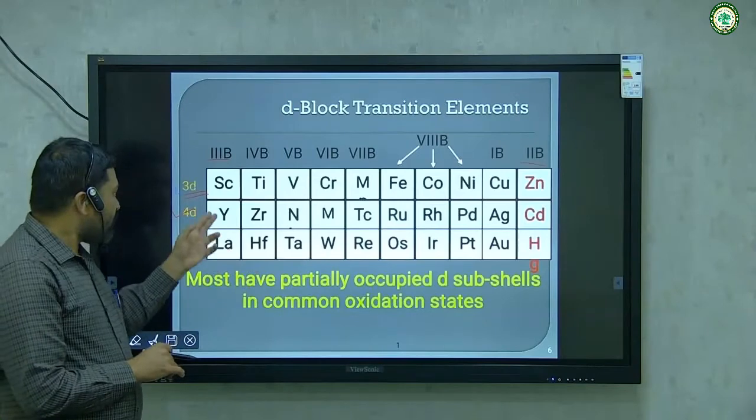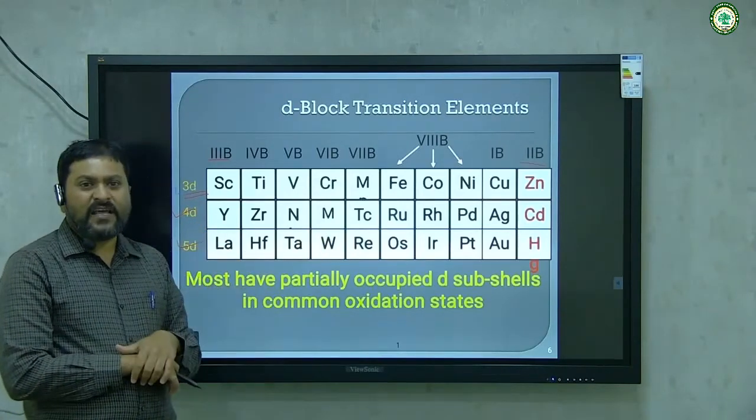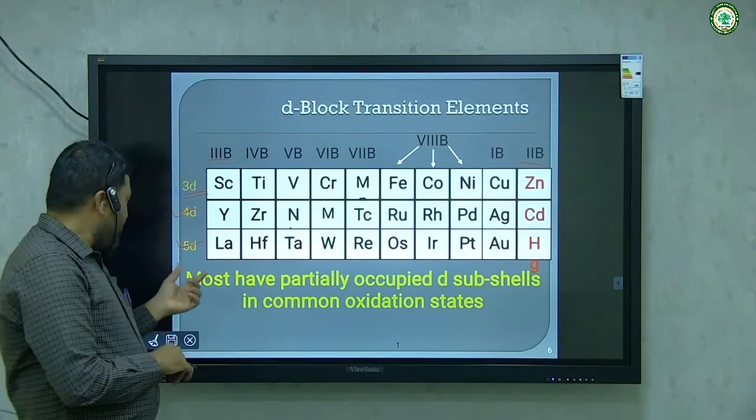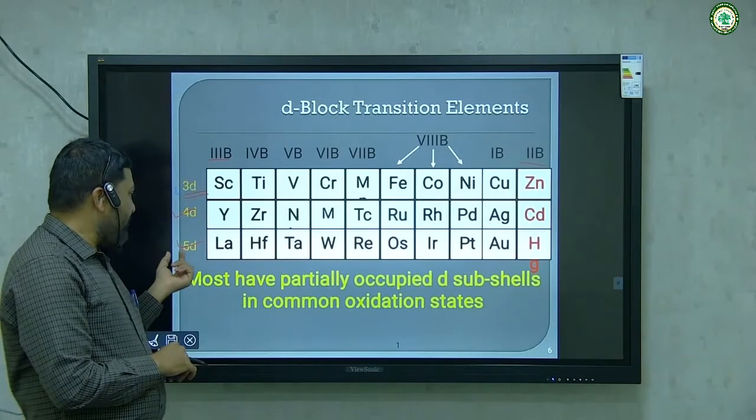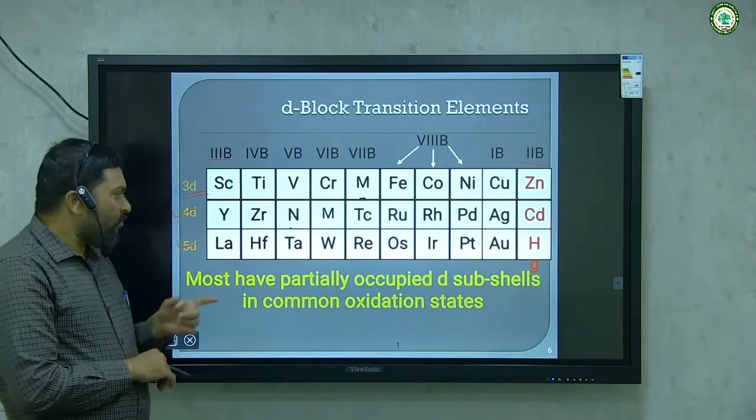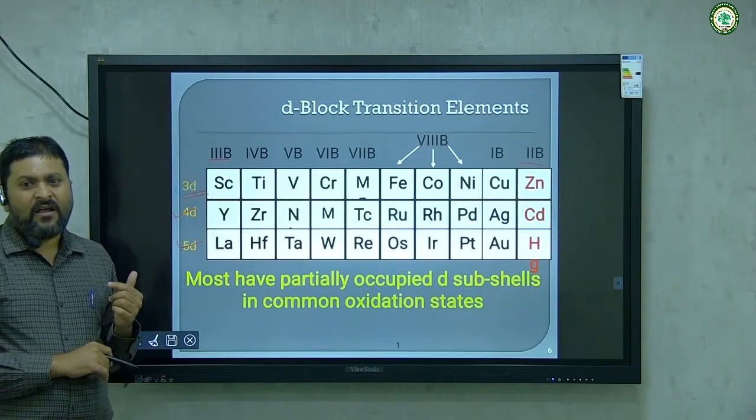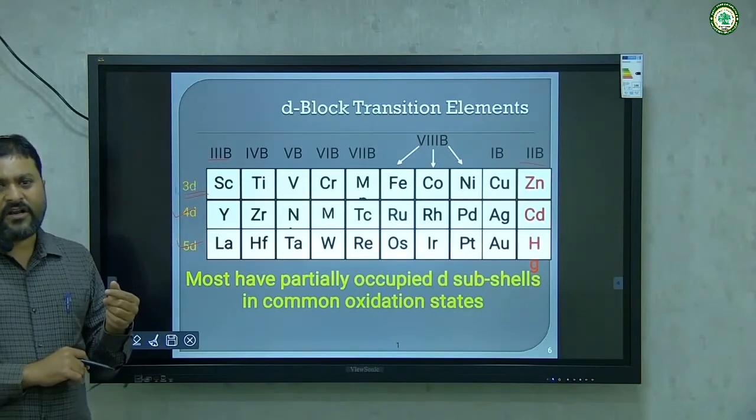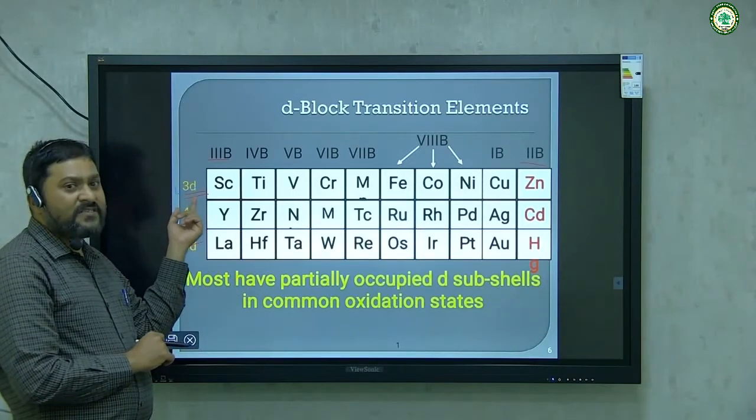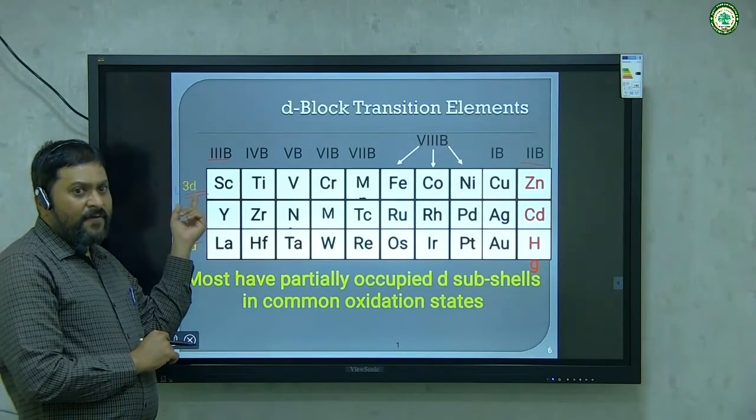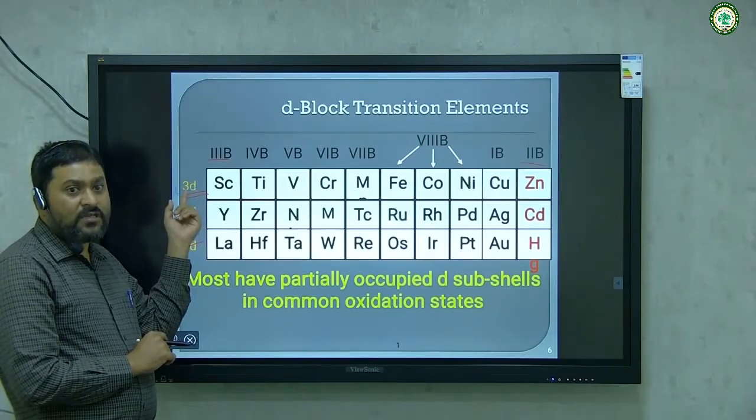Okay, while studying the second series, in the second series also there are 10 elements. The second series is called the 4D series, and the third is the 5D series. Here one more thing is important. When we study the electronic configuration with respect to this series, when we start filling the electrons, the last electron must be entered into the 3D subcell.